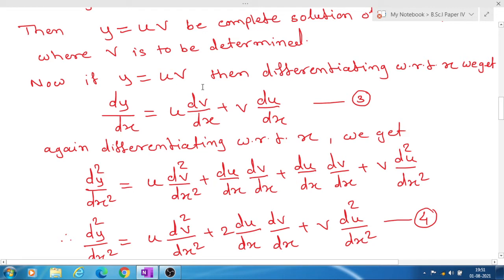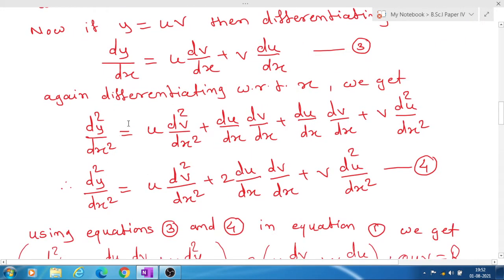So if y is equal to u into v, differentiating this y with respect to x, we get dy by dx is equal to, by product rule, u into dv by dx plus v into du by dx. Again, for the second derivative we differentiate this dy by dx with respect to x, so we get d2y by dx square is equal to, now here we find a derivative. Here is u into dv by dx, u is a function of x, dv by dx is also a function of x. So to differentiate the product of these two, we use the product rule here.